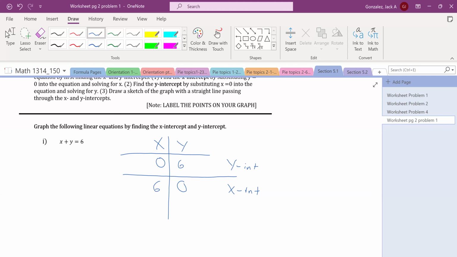Then I want you to graph just by connecting these 2 points. Show the outside. It'll be pretty straightforward.